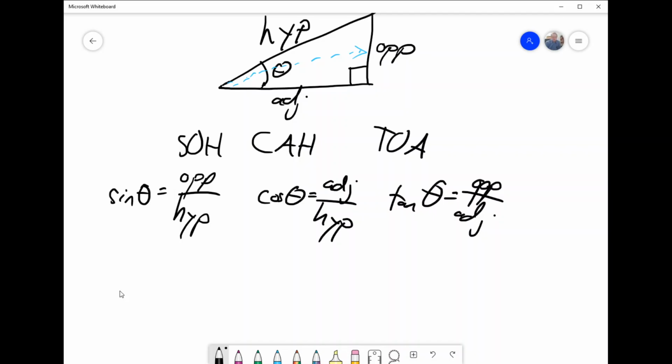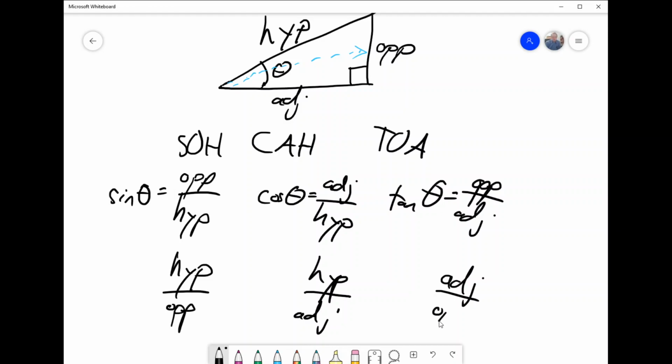Well, we have 3 sides in a triangle. The order matters here, right? Whether the opposite is on top or the bottom is relevant. That means we actually have 6 combinations. We could also have a combination where we have the hypotenuse over the opposite, or the hypotenuse over the adjacent, or the adjacent over the opposite.